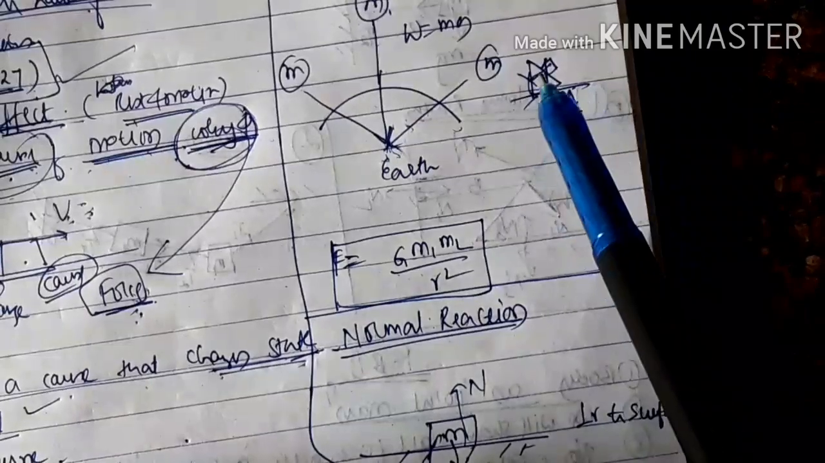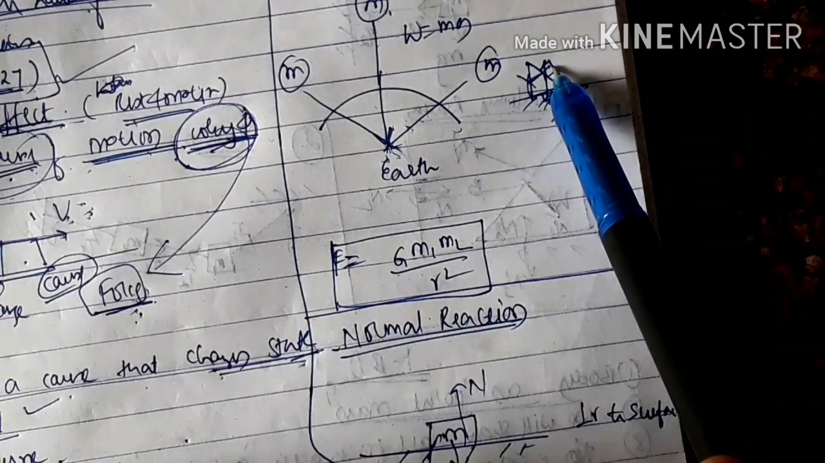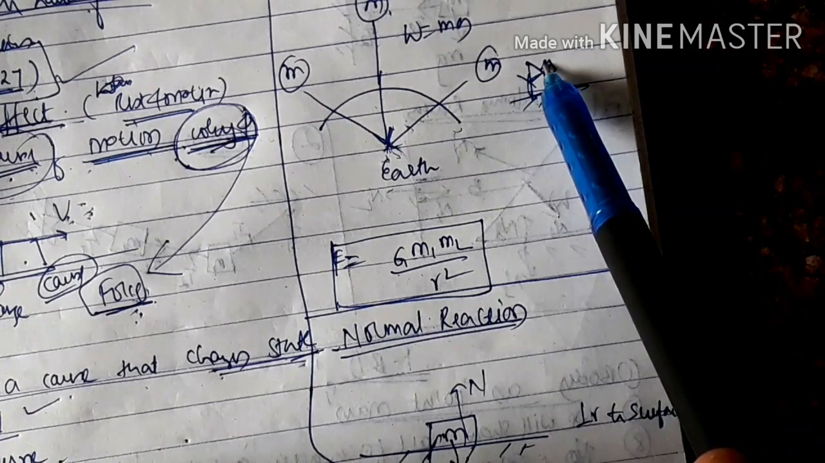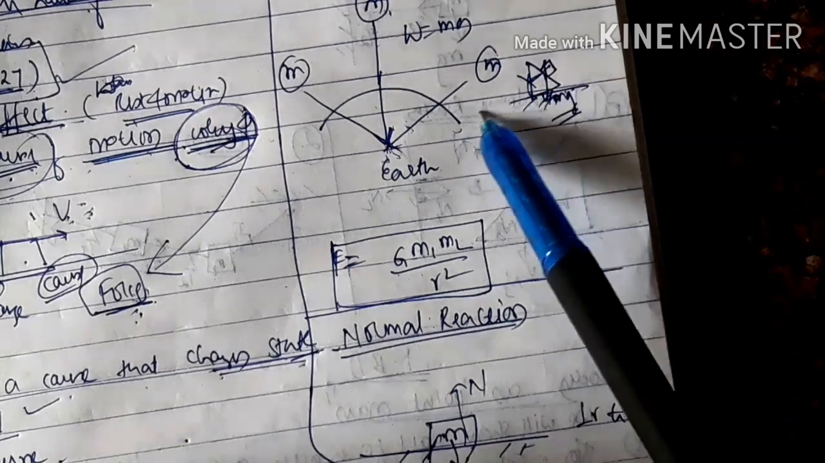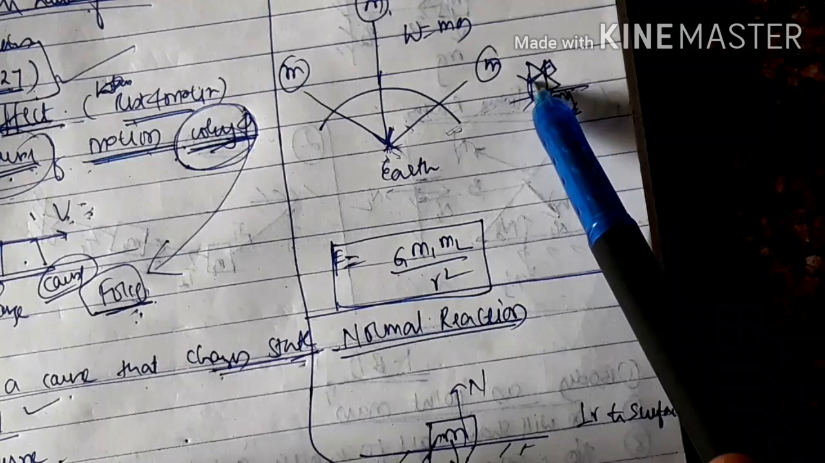If we have to take, for example, an inclined plane, and I kept an object here, now where is the force acting? My question: is it normal or is it toward the center? If it is normal, it should go like this. Is it happening like this? No. Always it should act toward the center of the earth.